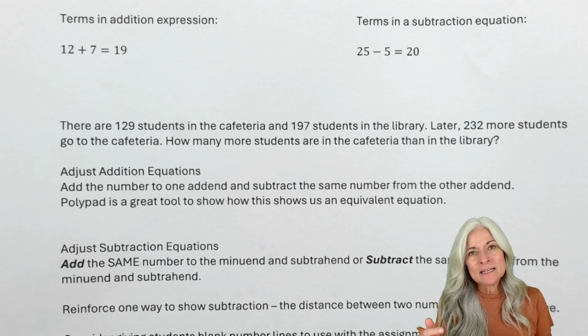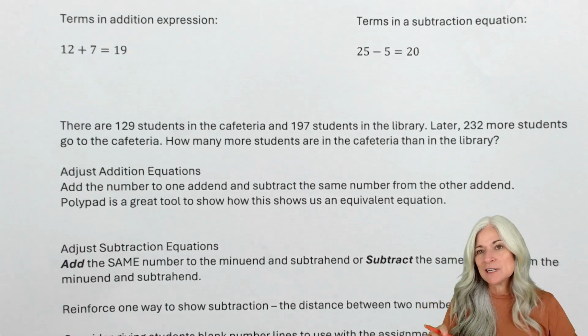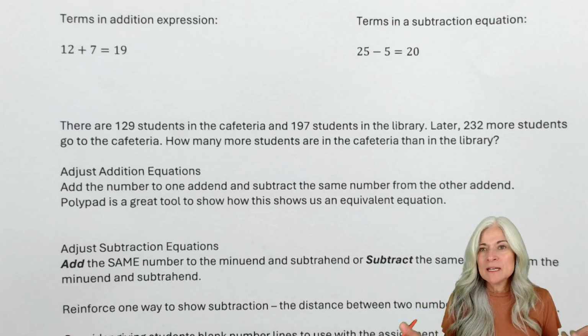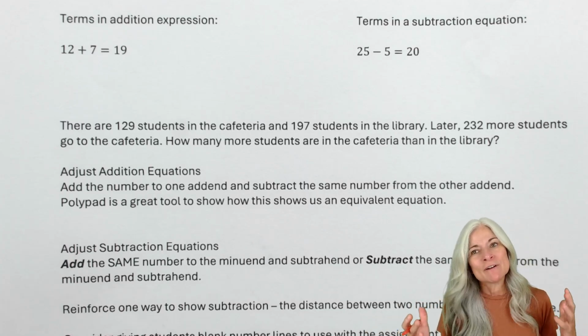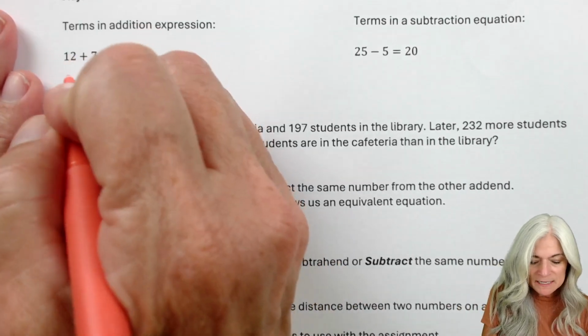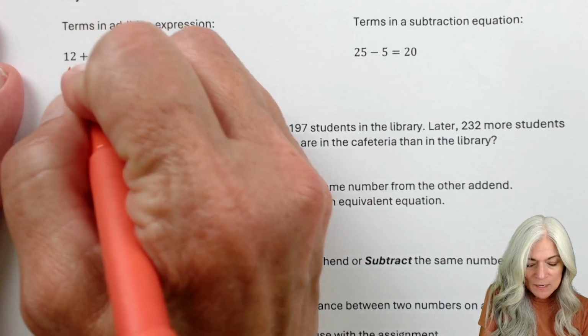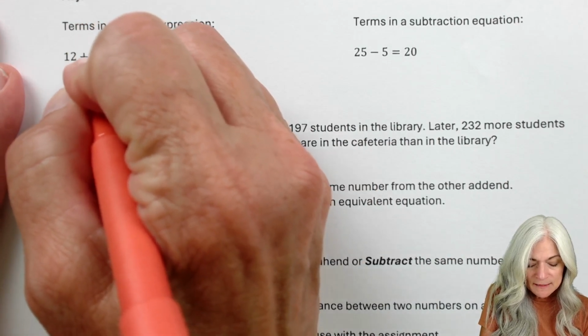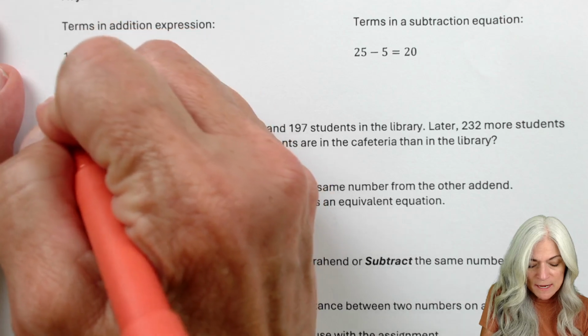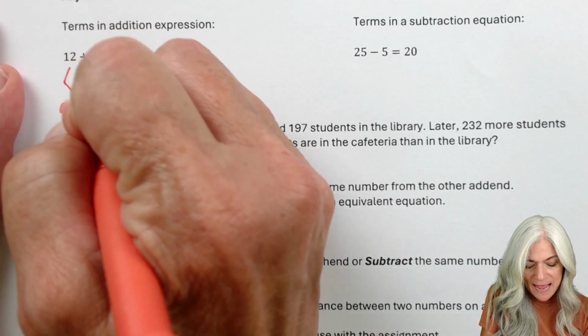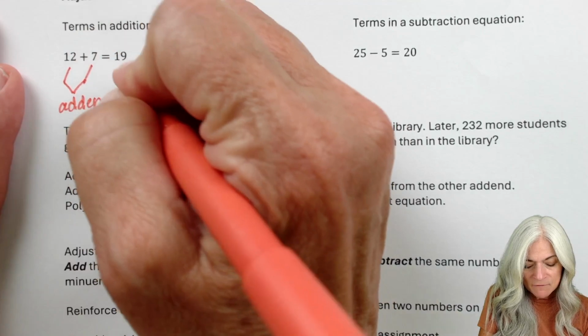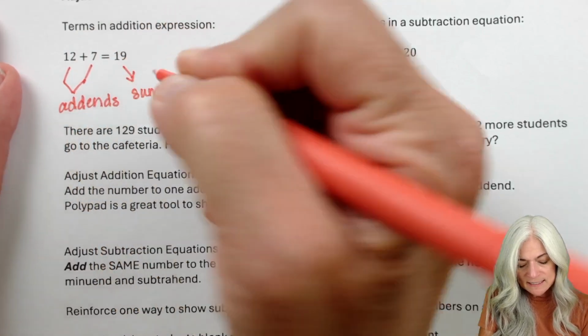Terms in an addition expression, and this is not something you need to go over with your students. It's just kind of understanding why these are different. These are completely different problems here. So we call both these numbers, the 7 and the 12, add-ins. And then, of course, 19 is the sum.